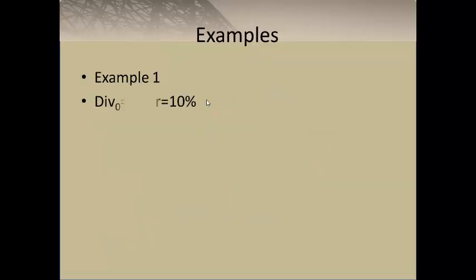The first example is, if Div0 is 5 and R is 10%, there is no growth. It's just a constant, 0%. So it becomes a perpetuity with a cash flow of $5 every year without growing. So the price of this perpetuity is 5, that is the cash flow, divided by R, 0.1, which is $50. So the intrinsic value of this stock, or the price today, would be $50.